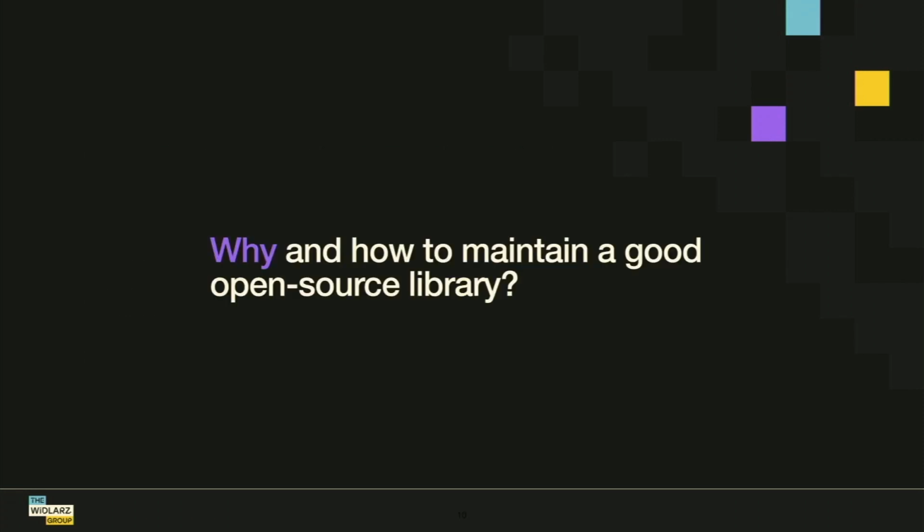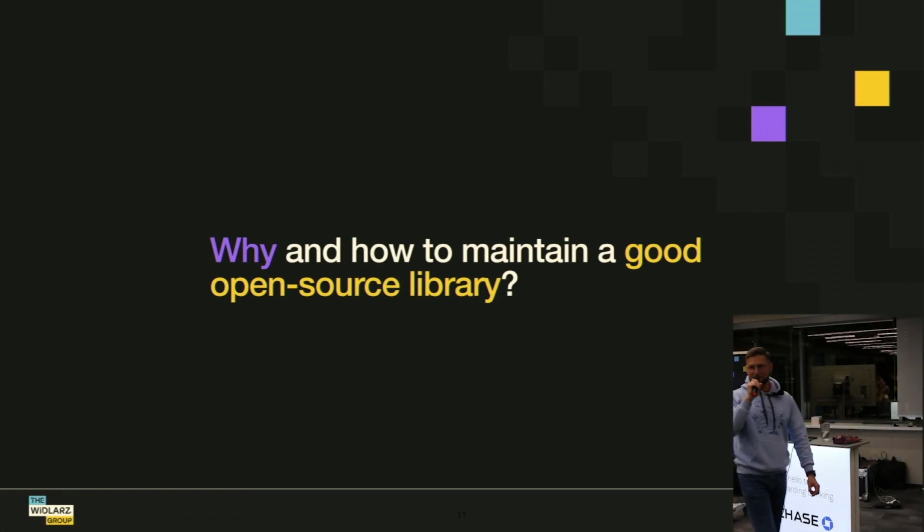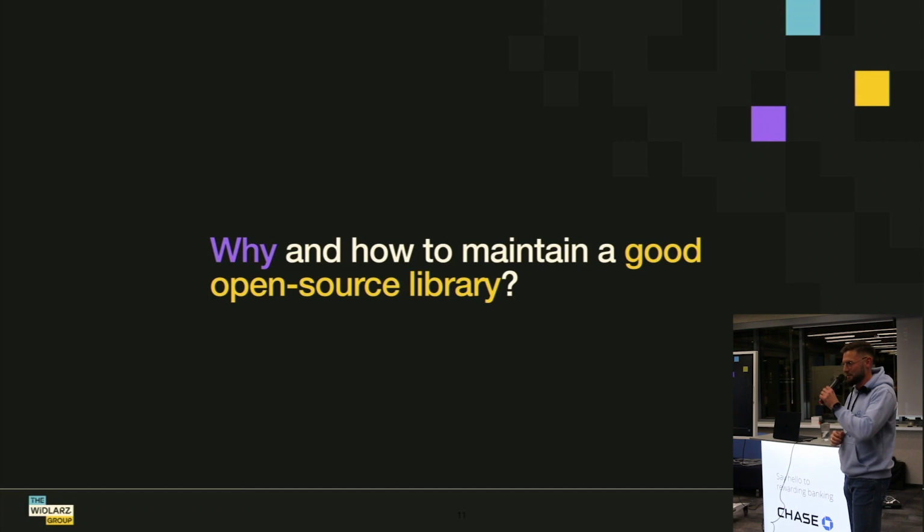So now, as we know why, let's go further. What does a good open source library mean? That's the hard one, so you tell me. A lot of stars. What else? Well documented, right? A lot of NPM downloads. Useful, being useful, right? Backward compatibility.